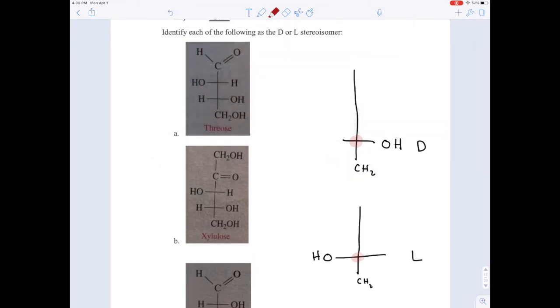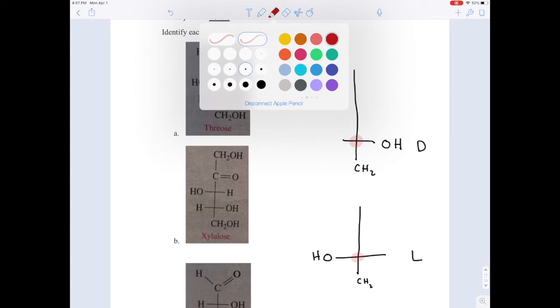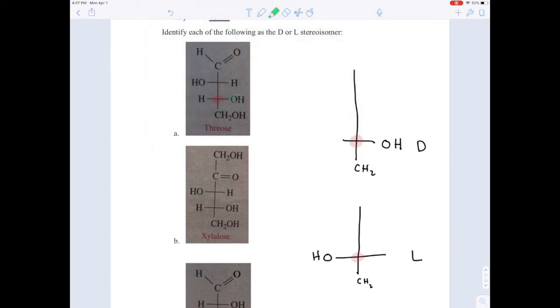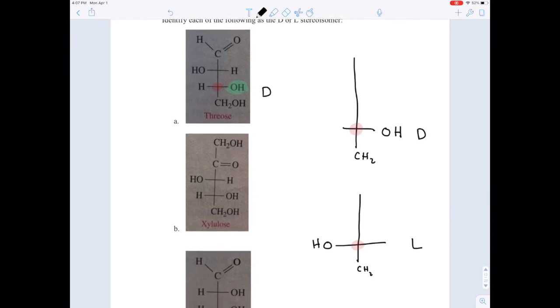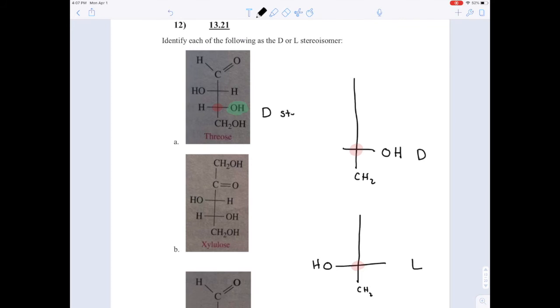Okay, so let's try it with A. We're going to look down. Here's that last chiral carbon, and on there we have an OH to the right. And because it's to the right, this is going to be D. The word for right in some Romance languages starts with a D. I think it's derecho in Italian, droit in French. So if you know a Romance language, you can refer to that. And that's a D stereoisomer, that's it. You could say D stereoisomer.